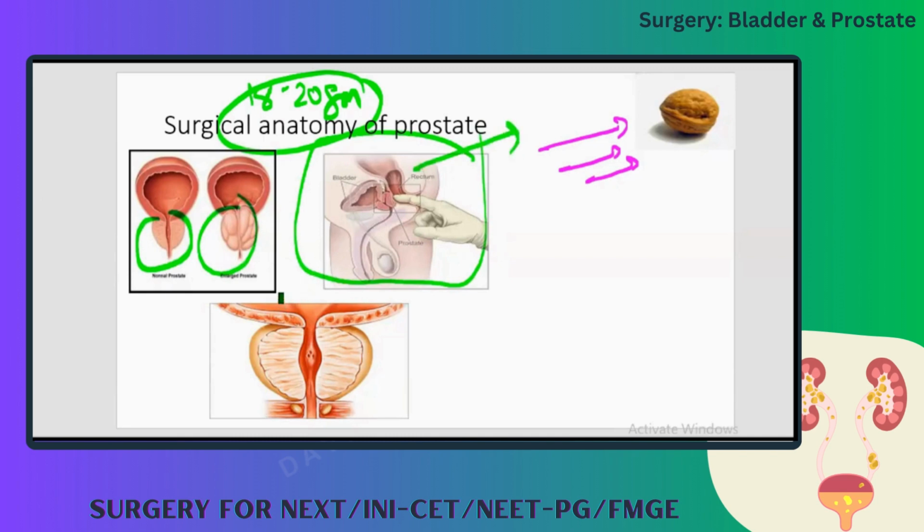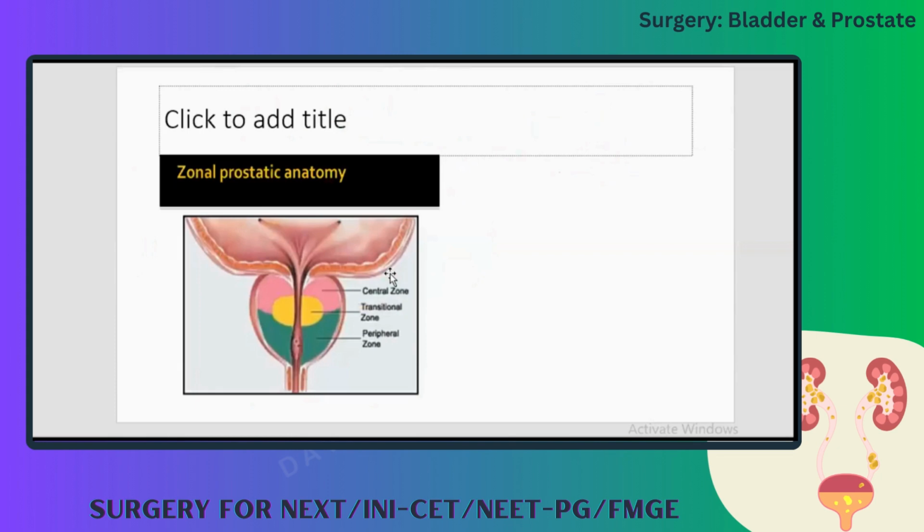Size would be, it would be weight, no? So 18 to 20 grams. Yeah, it is the weight. It is the DRE, digital rectal examination or per rectal examination. On per rectal examination we can feel it. Okay, and then this is the cut section, and this is the sphincter here below, bladder neck here. Okay, everything is important. I'll tell you.